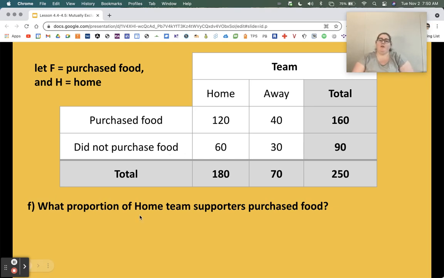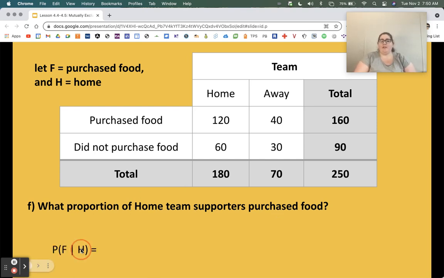So what proportion of home team supporters purchase food? Now we're getting into what we call a conditional probability, because we're saying "of home team supporters." So I'm no longer talking about all of the people, the entire 250. I'm now talking about people who are home team supporters, and of them, what proportion purchased food. So we call this a conditional probability.